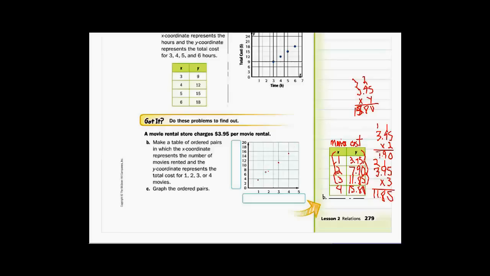This is a linear function right here. Makes a line if you talk about it. Okay? And if they want you to fill in the axes here, X are the movies. We might even want to say number of movies. And Y value is the cost. All right. So, not bad, right?